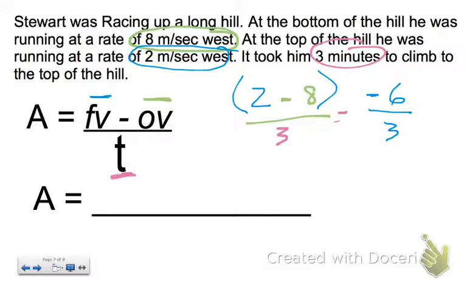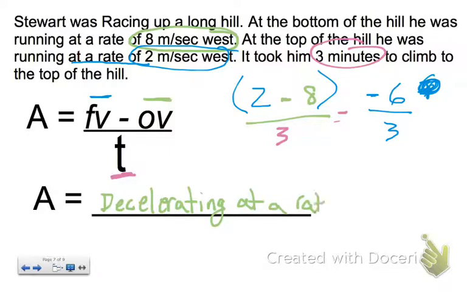You must put that in, or else we won't know if we are decelerating, which is a negative value, or accelerating, which is a positive value. In this case, we are slowing down. It's important to know that because at the top of the hill, he was running slower than when he was at the bottom. And so we're going to be decelerating. And so it's negative 6 divided by 3. And so he was decelerating at a rate of negative 6 divided by 3, which is negative 2.